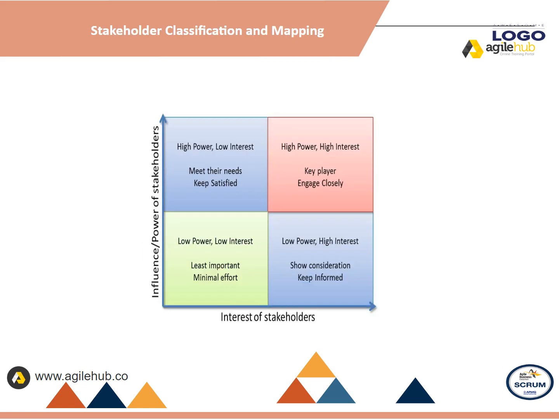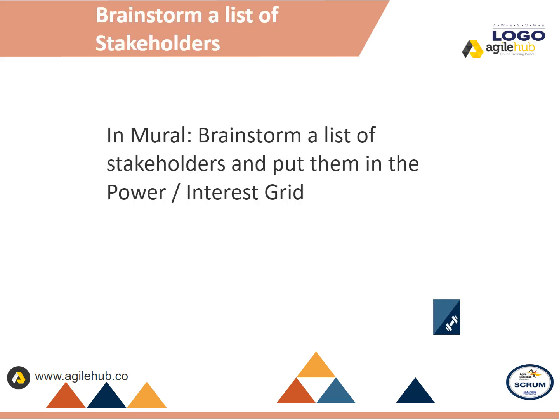Stakeholder classification and mapping. Here we can see the connection between the power and influence of a stakeholder and their interest. Low influence and power results in little interest of stakeholders. On the opposite side, we see stakeholders of high influence and power, with high interest, playing a key role and engaging closely. Brainstorm a list of stakeholders. In Mural, brainstorm a list of stakeholders and put them in the power-interest grid we saw in the previous slide.